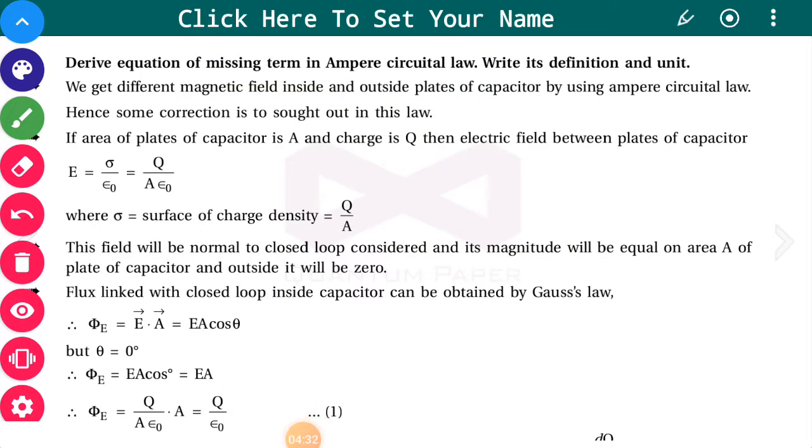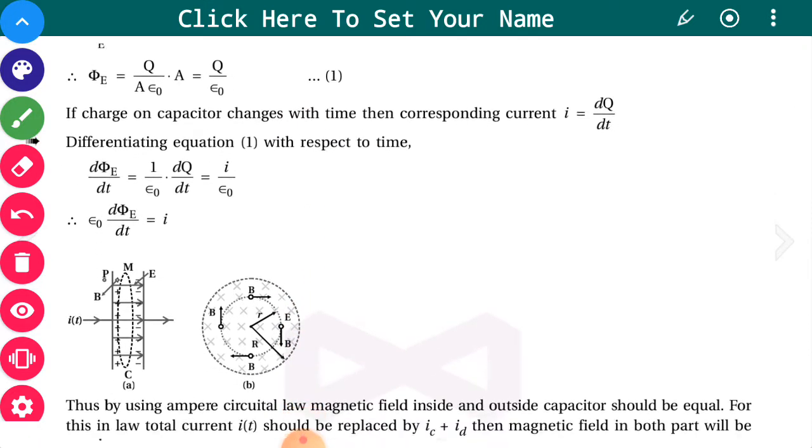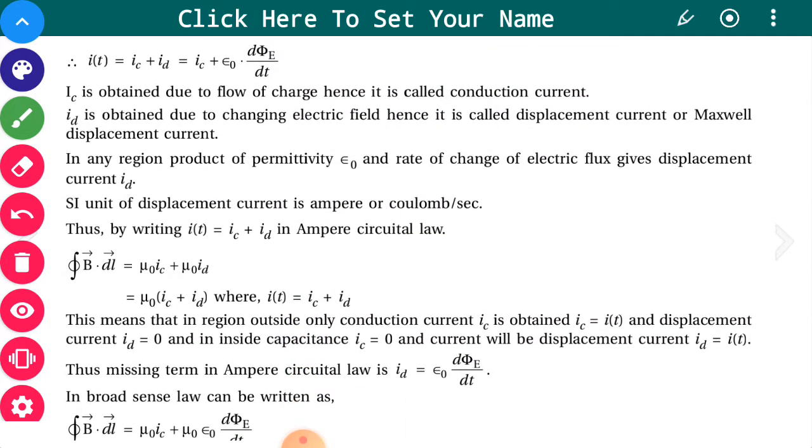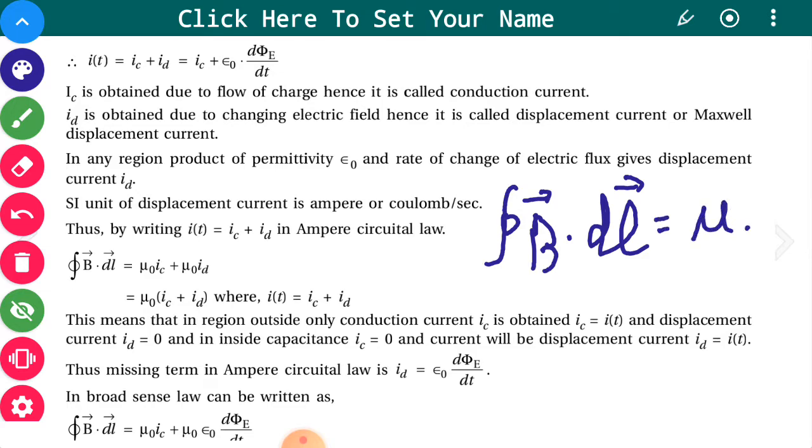Now there is a derivation of the equation for the missing term in Ampere circuital law. Write its definition and unit. Try to understand, there is no need of derivation for this year. We just have to remember the equation which was derived. Ampere's circuital law is integration B dot dl, and B dot dl is equal to mu 0 I.